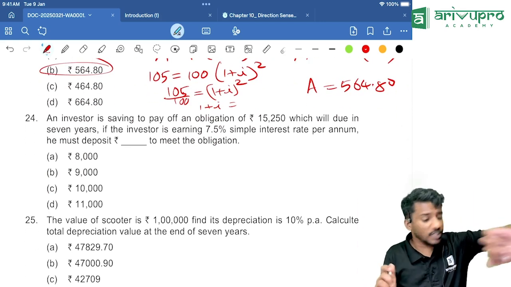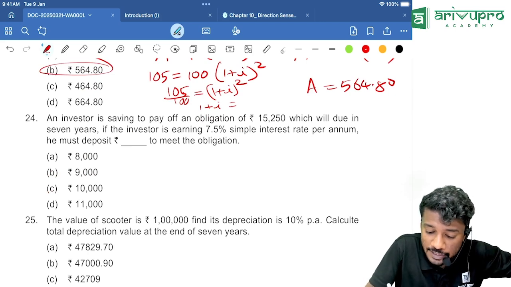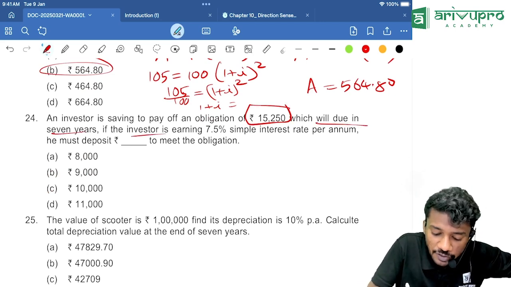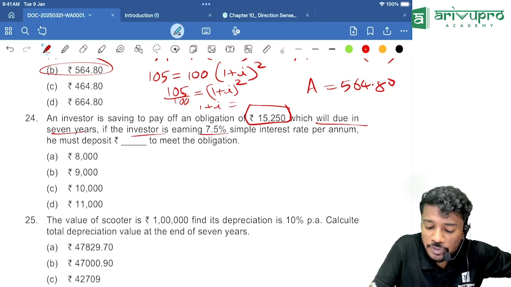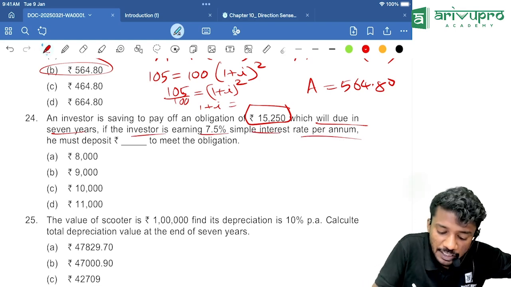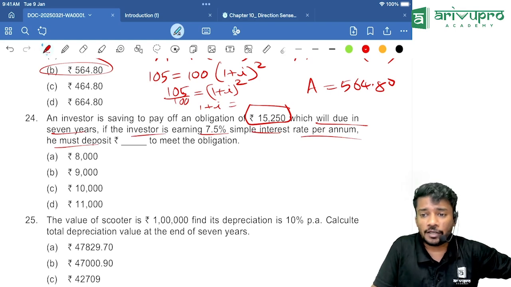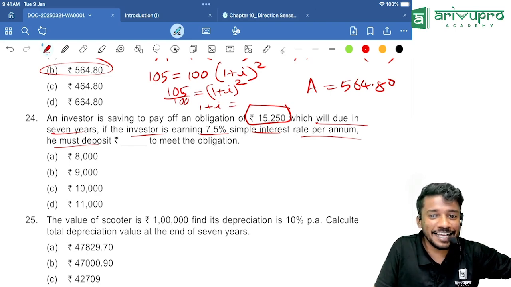An investor is saving to pay off an obligation of 15250, which will be due in 7 years. If the investor is earning 7.5% simple interest rate per annum, he must deposit dash to meet the obligation. What is the question? Hey, simple interest, simple interest. Where is the annuity there?